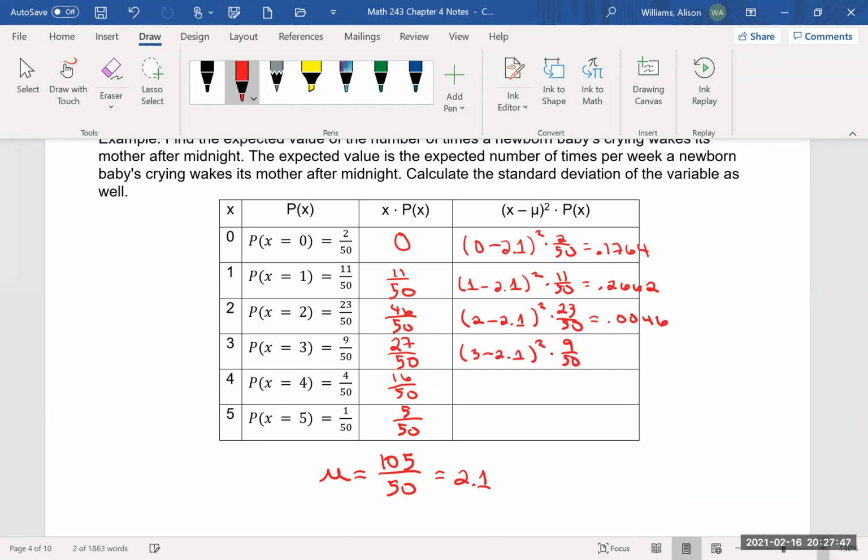9 over 50, and that one is 0.1458. Minus 2.1 squared over 450, and that is 0.2888. And then the last one, 5 minus 2.1 squared times 1 over 50, 0.1682. All right.